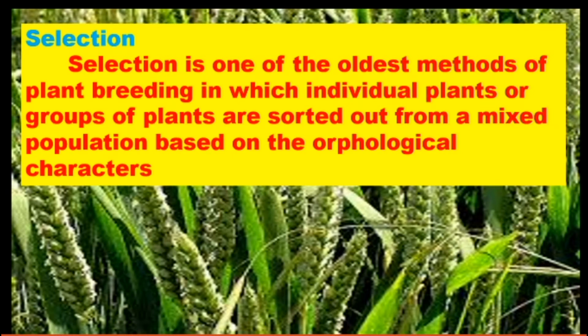Selection. So this is the second. First we select the new variety which is helpful to yield more. Selection is one of the oldest methods of plant breeding, in which individual plants and groups of plants are selected from a mixed population based on their morphological characters. We analyze the characters, such as the nutrition of the food material and survival, and then they go for selection.